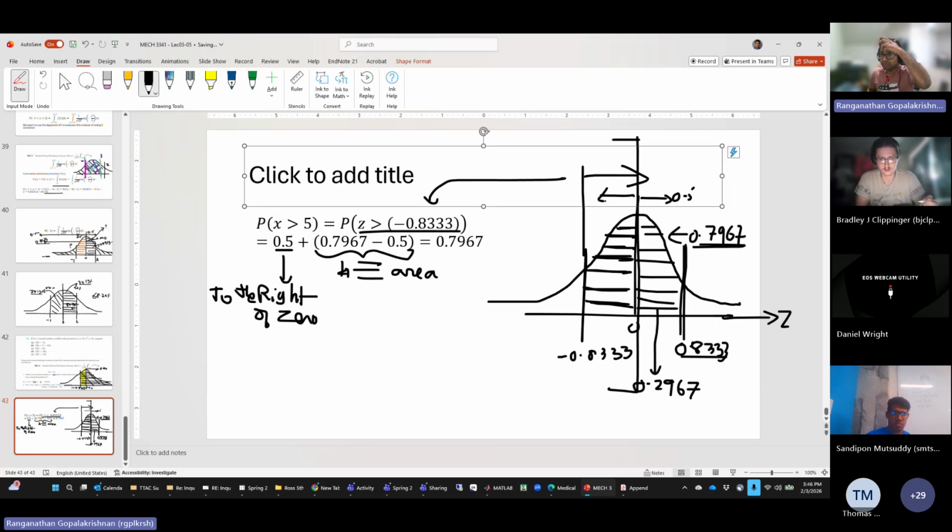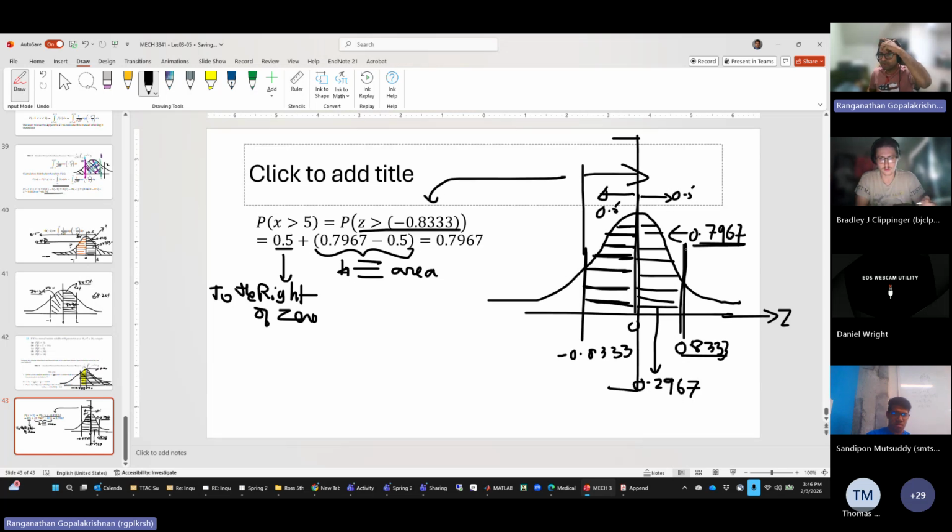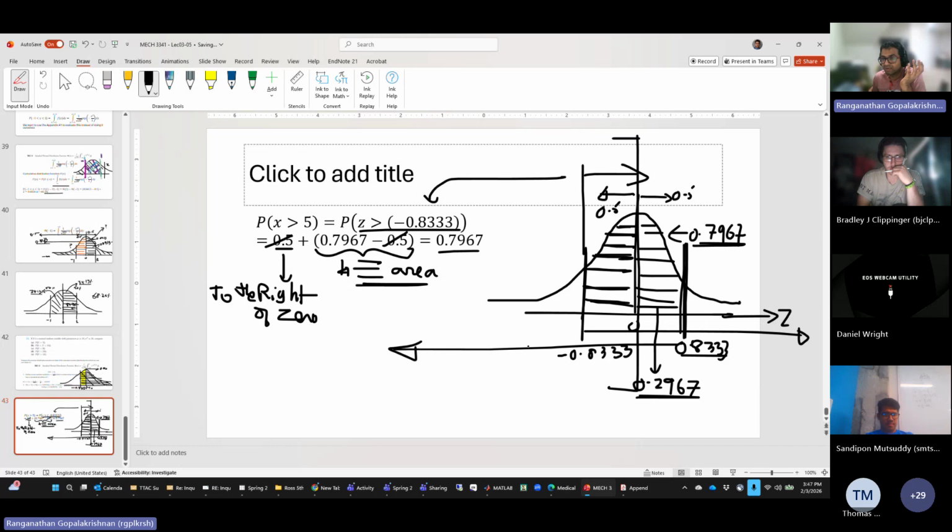To the left of this line is 0.5. So we subtract 0.5 from 0.7967 to get this 0.2967. That's what this is. So if I then add them together, this 0.5 cancels out and gets me 0.7967, which is the probability of everything to the right of minus 0.833, which in hindsight is obvious because if everything to the left of this line is 0.7967, you can directly flip the page and show that by symmetry, this should also be exactly the same thing.